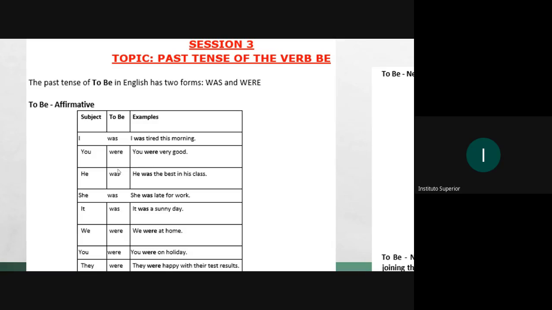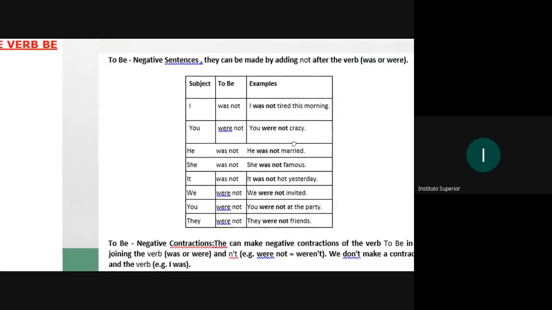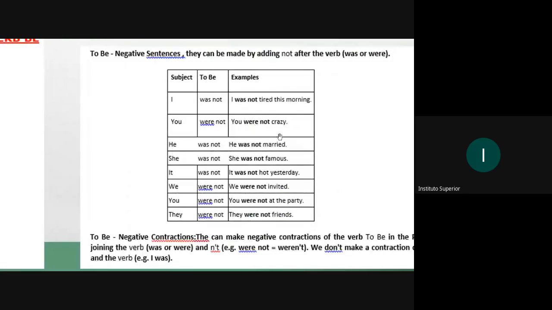You were very good. He was the best in his class. She was late for work. It was sunny. It was a sunny day. We were at home. You were on holiday. They were happy with their test result. Very good. Some examples of the verb be with a simple past. Now, moving forward, how do we create the negative form?